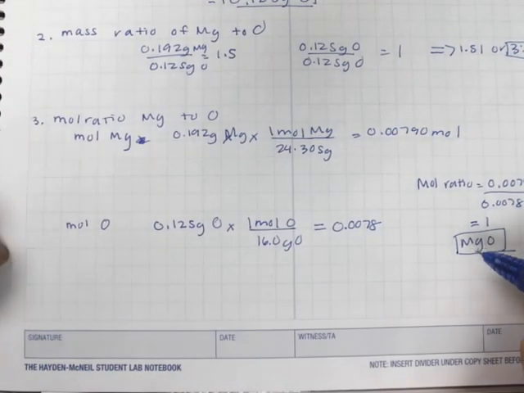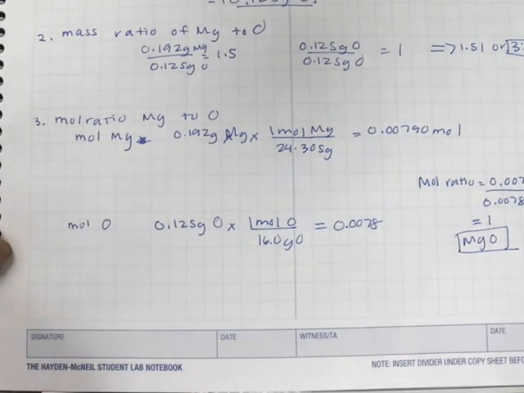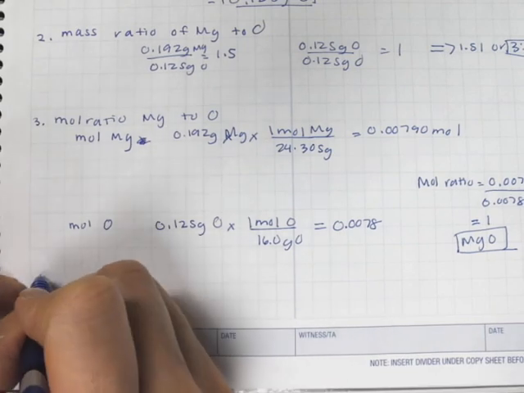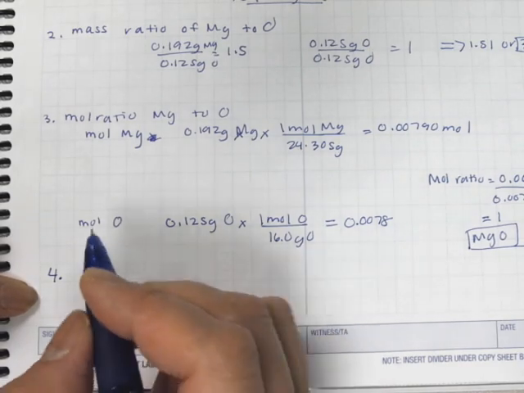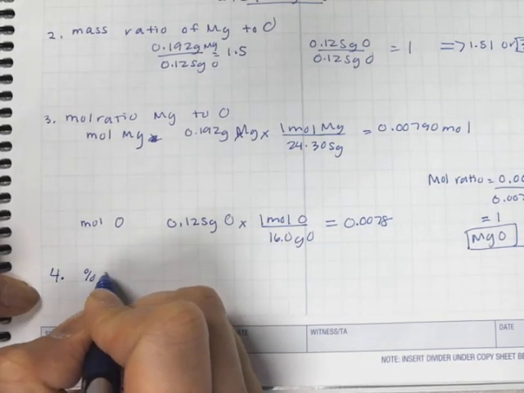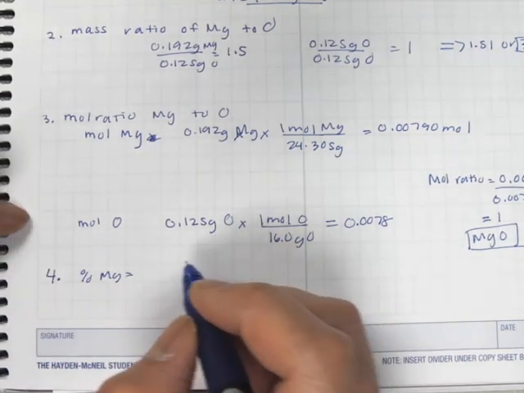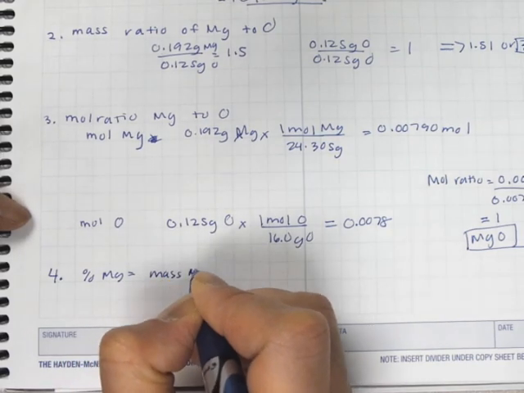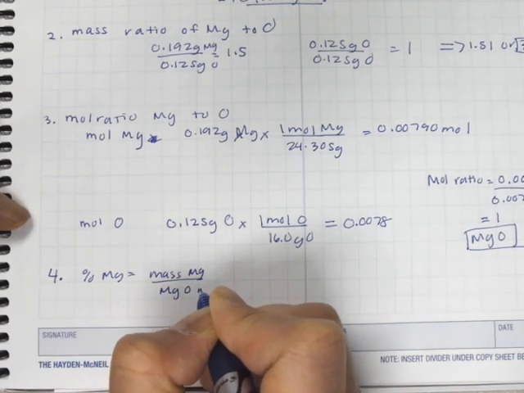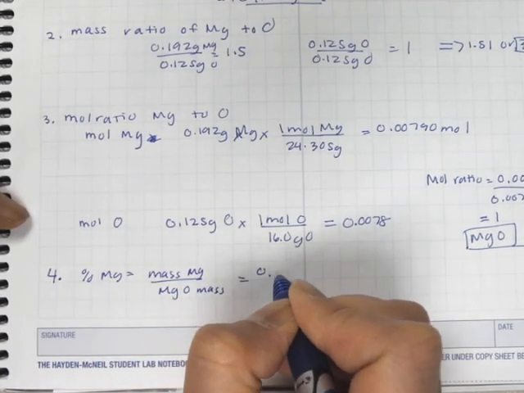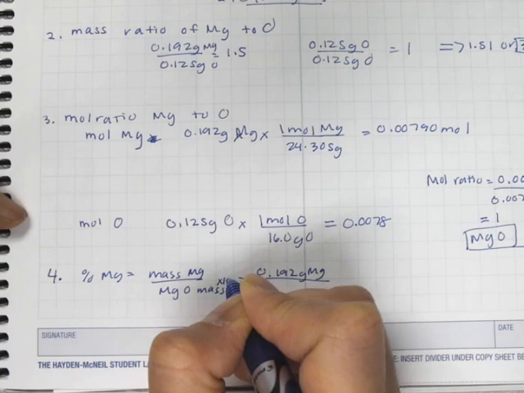So I jumped ahead. That one is question number 5, or calculation number 5. This is 3. Okay, so determine the percent composition. The experimental percent of magnesium equals the mass of magnesium over the MgO mass, times 100.